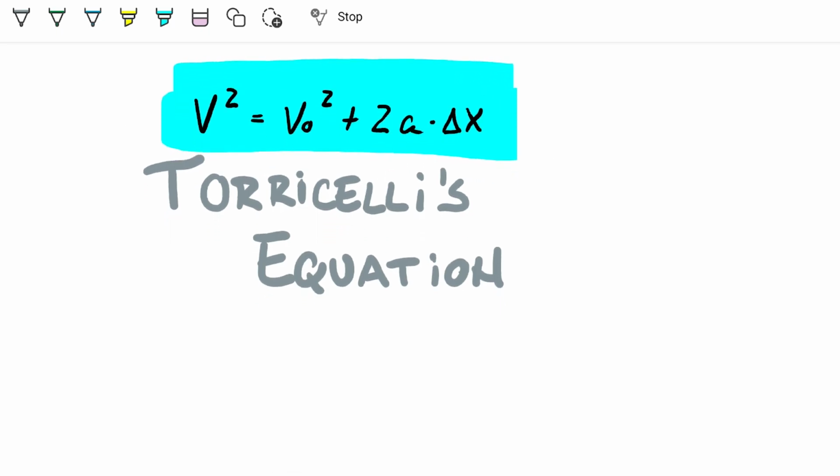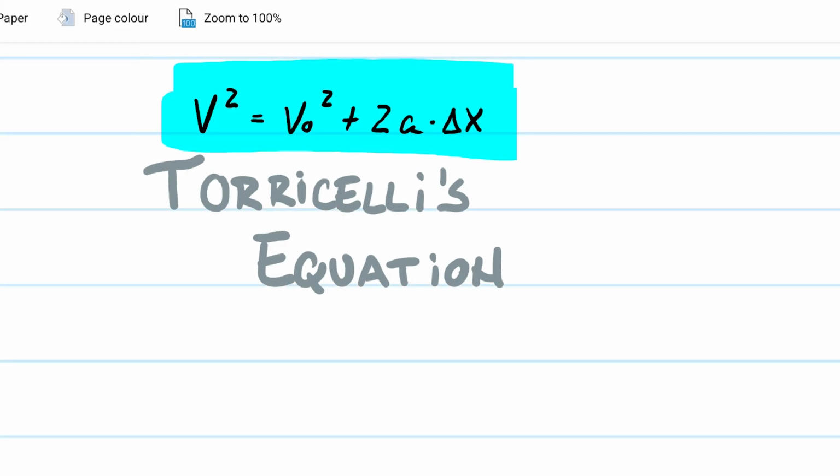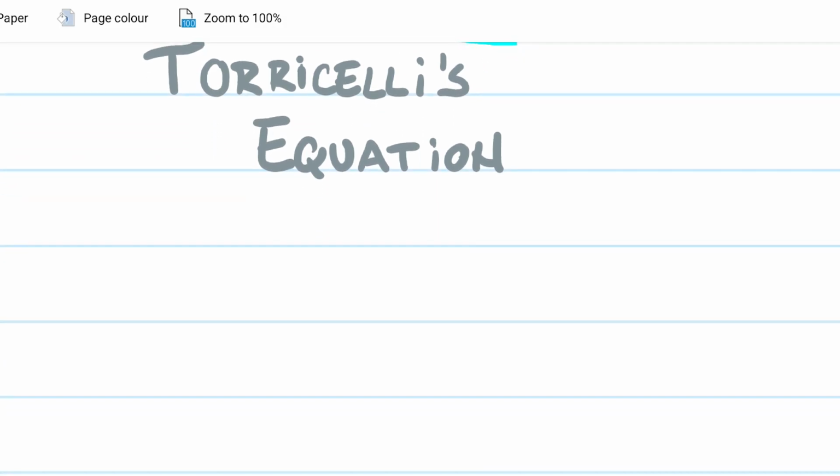It's pretty interesting and very useful. I'm sure that you as a student have used this before, but the idea of this video is to talk about where it comes from, and from that exercise to think about where it can be used and where it cannot be used. As per usual, we start with the fundamentals: velocity is just the rate at which position changes with time.